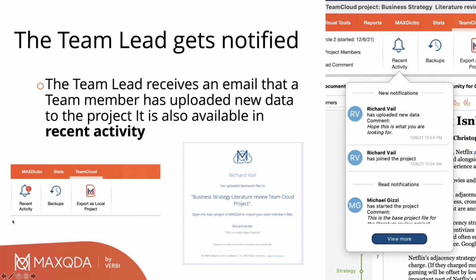So you've uploaded data and the team lead gets notification that a team member has uploaded new data to the project and it's available in recent activity. So, okay, now I know that there's new data. So now we're back to the team lead. You'll notice here I can see under recent activity that it's there, but I'll also see it in the main menu if I start MAXQDA or just by clicking opening project.